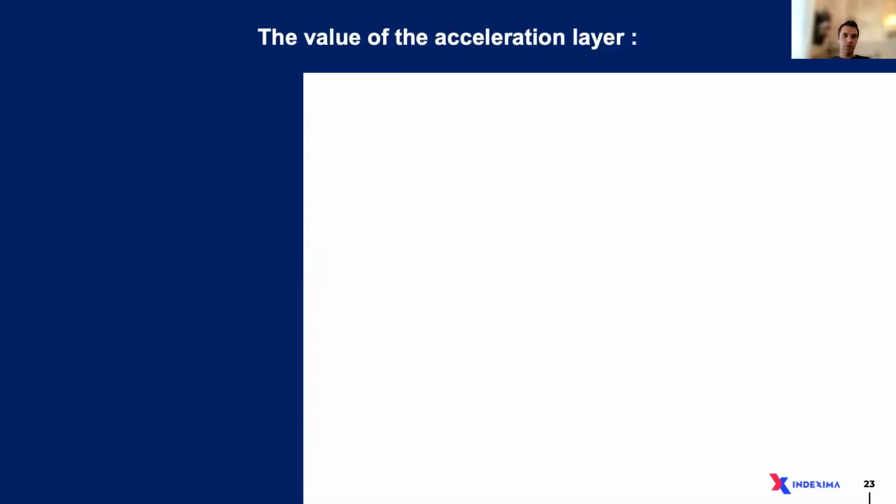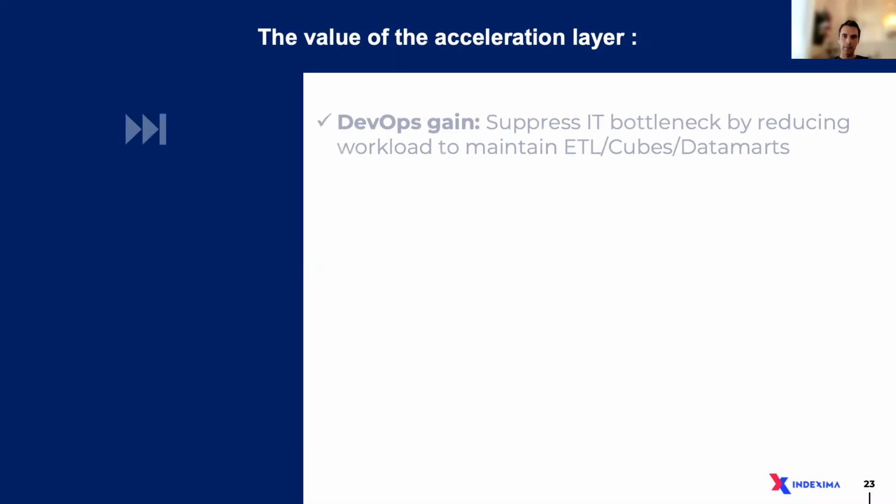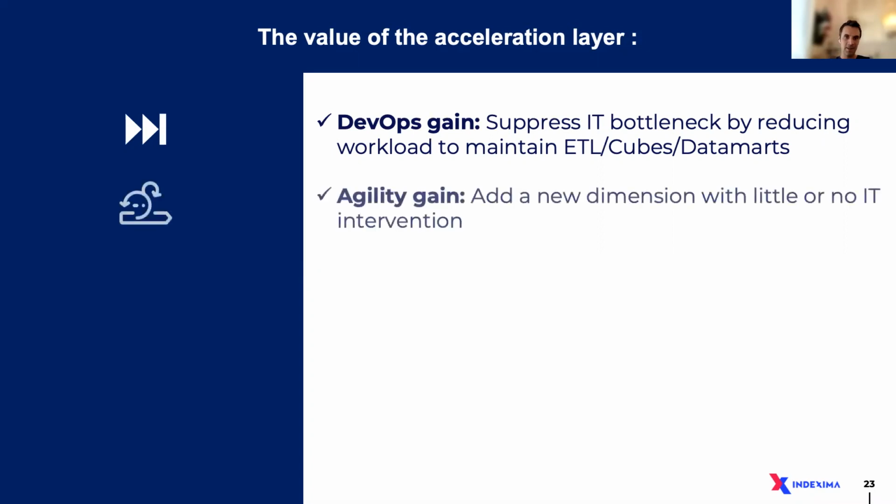So if we try to sum up the values of this acceleration layer, we have seen there is a DevOps gain as we suppress some IT bottlenecks by reducing the workload to create and maintain the ETL, the cubes, the data marts. So of course, as a consequence, we have gained on agility, because when we add a new dimension, we have little to no IT intervention required.